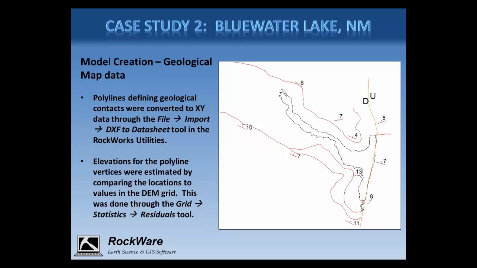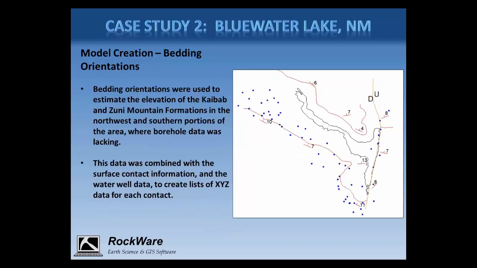Unfortunately, the combination of the geological contact points and the borehole data just wasn't enough to create realistic grids. In this map that we're showing here, the blue points represent water well data where we had recorded elevations for the KBAB units. And again, that's the lower unit in the model. As you can see, these points are really limited to the area to the south of the lake.